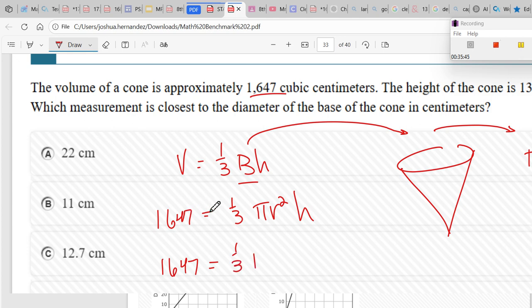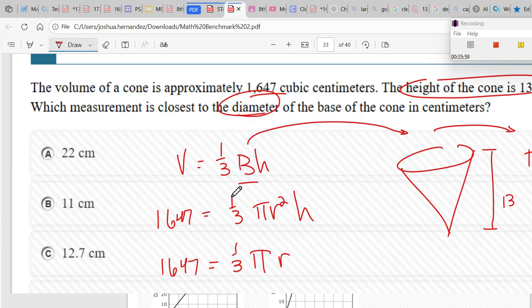1,647 is equal to 1/3 pi. What did they give me? They gave me the height of 13. So from here to here is 13. I'm looking for the radius, guys. Which is the closest relation to diameter? Diameter. Okay. So we have to pay attention here. What we're going to do is find the radius.